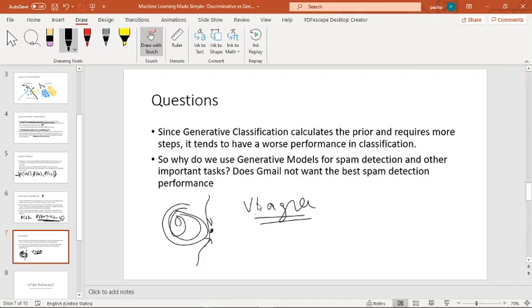Viagra. So these aren't things that a discriminative model might be able to catch as easily. But a generative model, since it focuses on learning the entire distribution, might have a better chance of catching this.